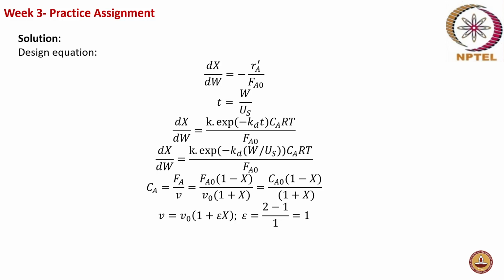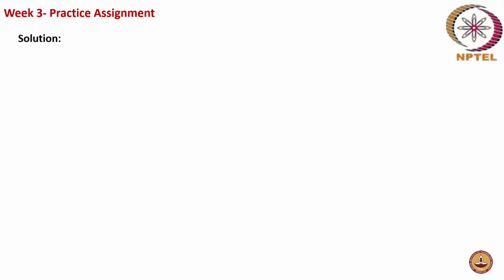So we can write V is equal to V naught into 1 plus epsilon x, where epsilon gives the volume expansion, which you have done in your reaction engineering 1. So epsilon is equal to 2 minus 1, because 2 components minus 1 in the initial inlet, divided by 1. That gives the epsilon value as 1, and that is what I have incorporated in the Ca expression. Right? You are able to follow? Yes, yes. Okay. And then I'm incorporating every other term in the design equation.